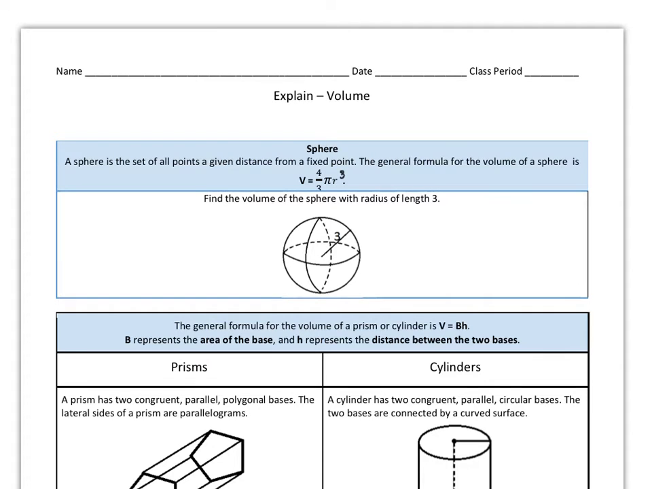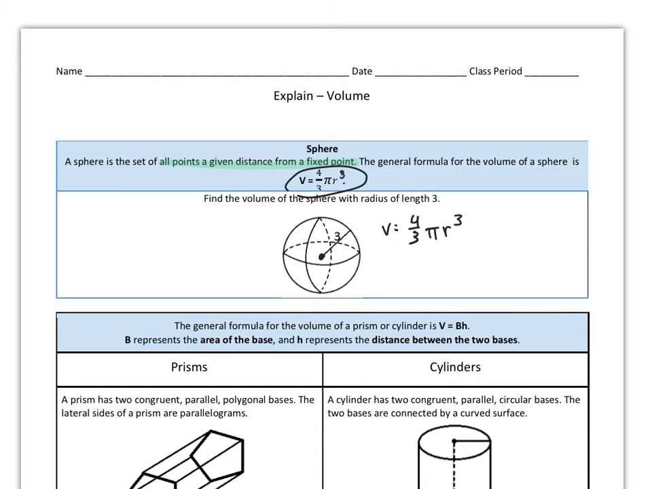Our definition tells us that a sphere is the set of all points a given distance from a fixed point. And in our picture down here, what that means is that every point on the sphere is a distance of 3 units away from the center. We also have our formula here for the volume of a sphere. And all we have to do to find the volume is substitute our radius into that formula.